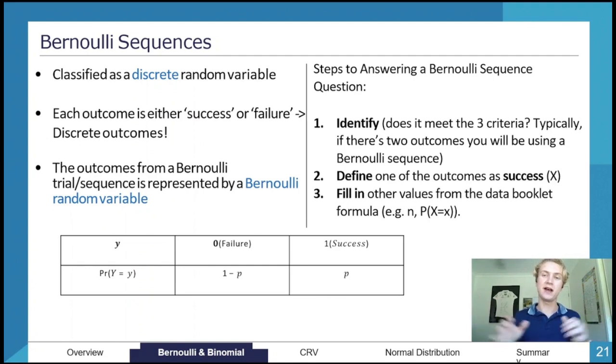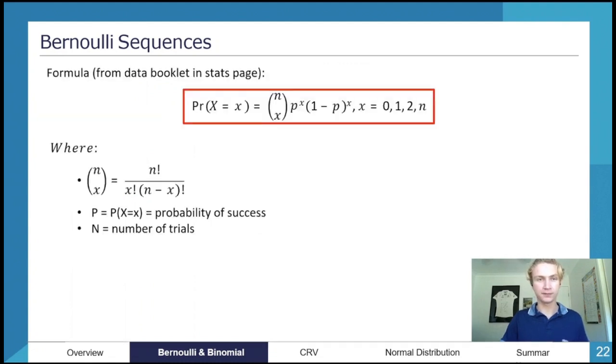Then you want to fill in other values from the data booklet, and for example, the probability of X, like what's the value of X, because what we're going to be doing essentially is filling in. There's this formula on the data booklet labeled Bernoulli sequences, and you're just going to be filling in the number, the probability, and then working it out. And sometimes we have to do stuff that's a bit more complicated, as I will show you.